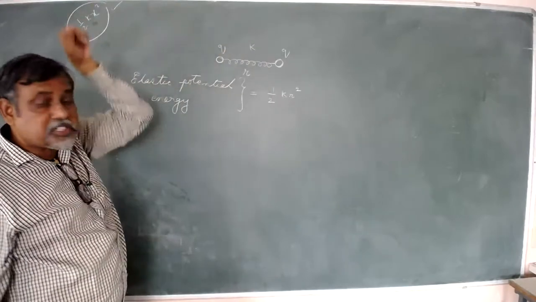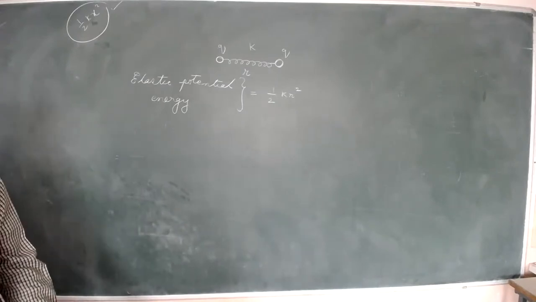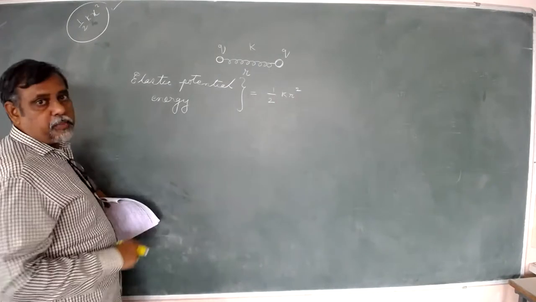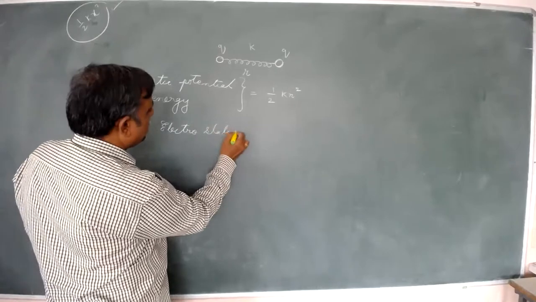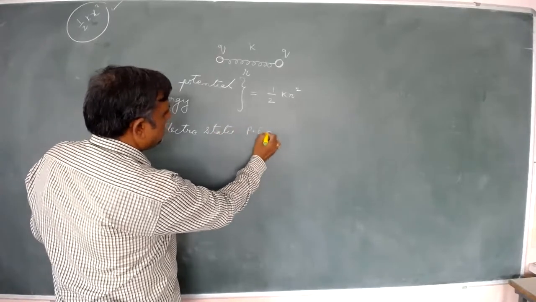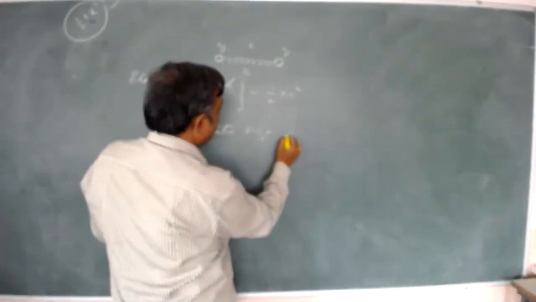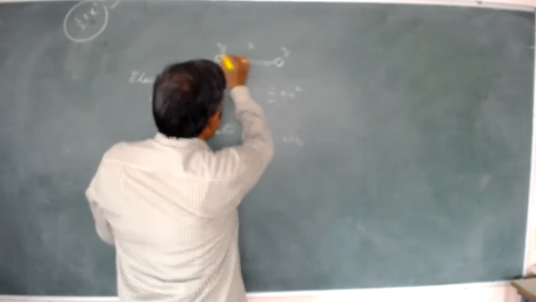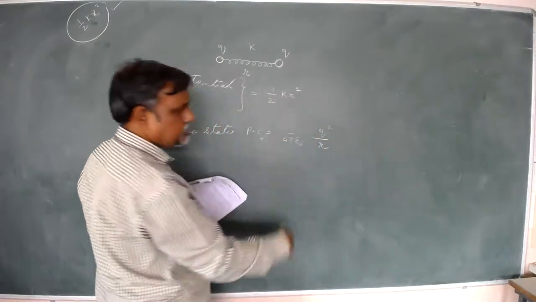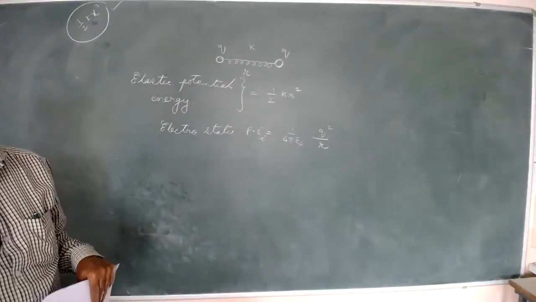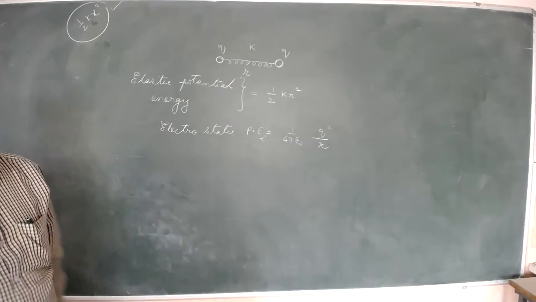One more potential energy is also considered, and that is due to charges: the electrostatic potential energy. Initially, this becomes 1 by 4 pi epsilon naught, Q into Q, that is Q1 Q2 by R. So that is the initial electrostatic potential energy.